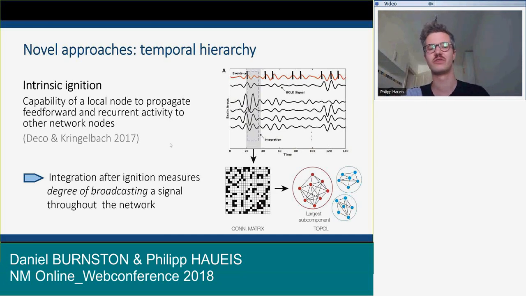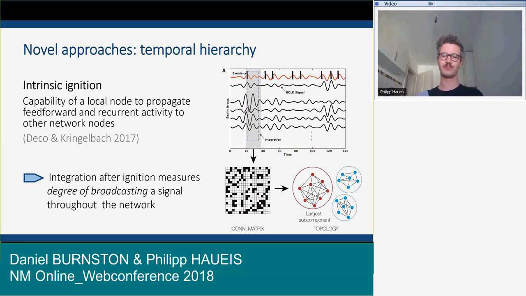And once we have this concept, we can define events in our time series of neural activities. So for instance, here are shown fMRI signals in different brain areas. Once we find such an ignition event, which we can see here by the onset of co-activation in different brain areas, we can ask for the intrinsic ignition capability of a brain region by measuring integration. Integration here means that we look for the largest subcomponent in the connectivity matrix of these different time series, a binarized version of that. That's basically the component of the network that's being integrated by this ignition event.